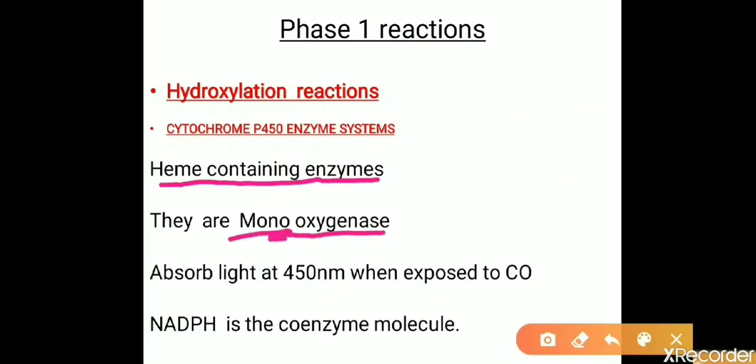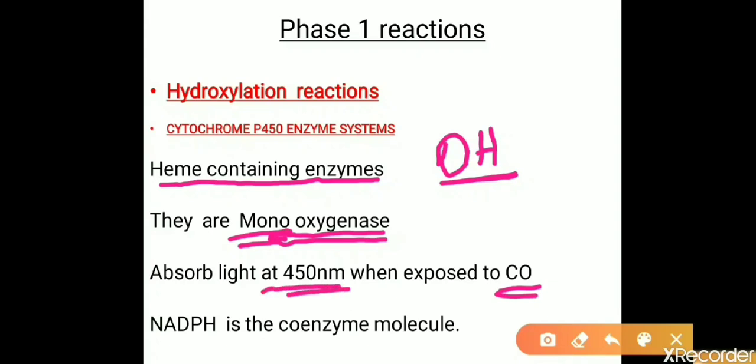Mono means single. So they add a single atom of oxygen to the substrate. The substrate already contains an H hydrogen atom. So on adding a single atom of oxygen, it produces OH. That's why it is considered as hydroxylation reaction. So this enzyme belongs to monooxygenase enzymes. And when exposed to carbon monoxide, this group of enzymes has maximum absorption at 450 nanometer. That's why they are considered as cytochrome P450 enzyme.